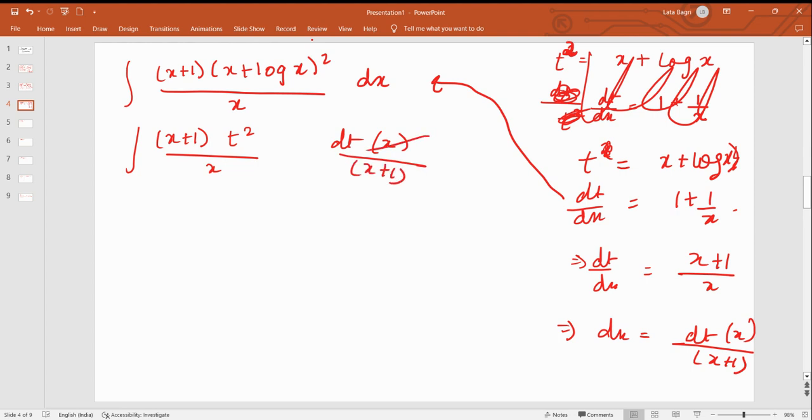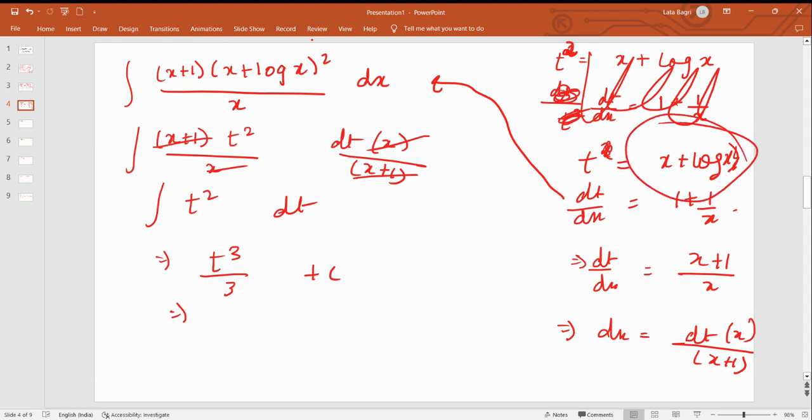So what happens is x's cancel. We're left with t square dt, which is what, t cube by 3 plus c, and t I had taken as this. So instead of t, I will just write x plus log x whole cube by 3 plus c. This is so easy. This is going to be your answer.